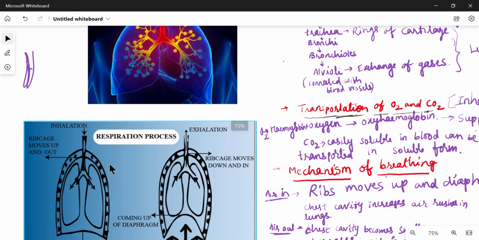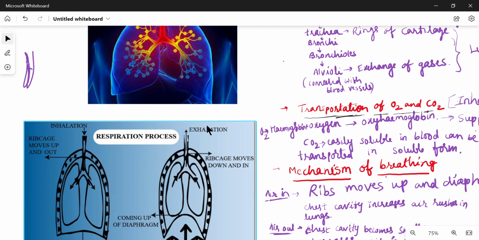See, when we inhale, that is, when oxygen rich air is inhaled, then what happens? Rib cage moves up and the diaphragm will get flattened. And because of which the volume in the lungs will increase. When the rib cage moves up, volume increases in the lungs and the air rushes inside the lungs.